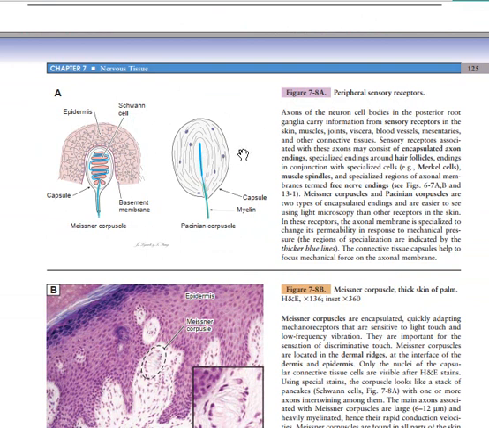Now the next thing to visualize is the peripheral sensory receptors. There are multiple peripheral sensory receptors, for example the Merkel cells, the muscle spindle, the nerve endings, and you have the Meissner corpuscle and the Pacinian corpuscle. But the only ones that can easily be seen on light microscopy are going to be the Meissner and the Pacinian corpuscles. This is the schematic representation of a Meissner corpuscle that has a capsule.